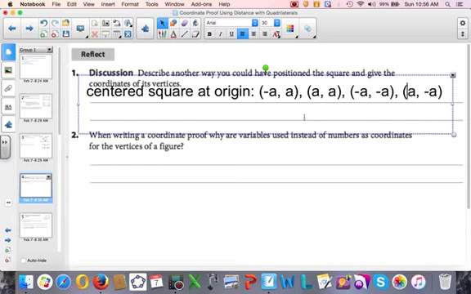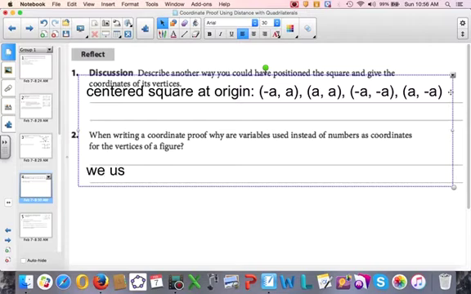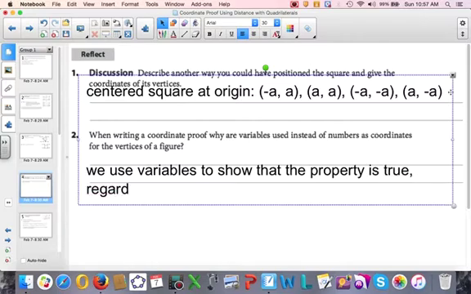When writing a coordinate proof, why are variables used instead of numbers? Well, we use variables to show that the property is true regardless of the lengths or locations.